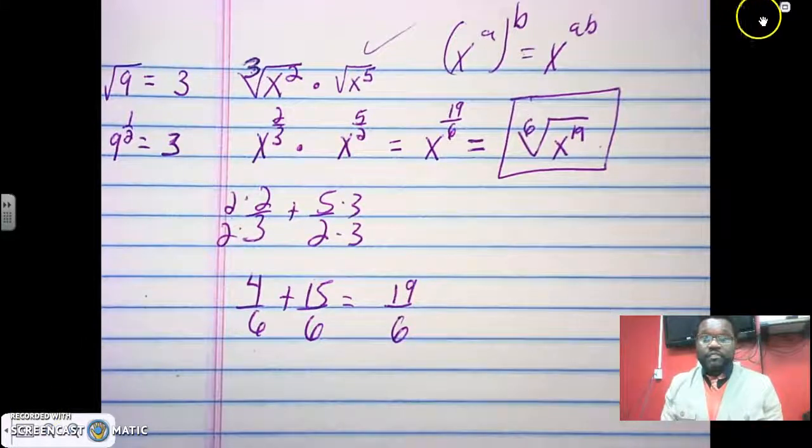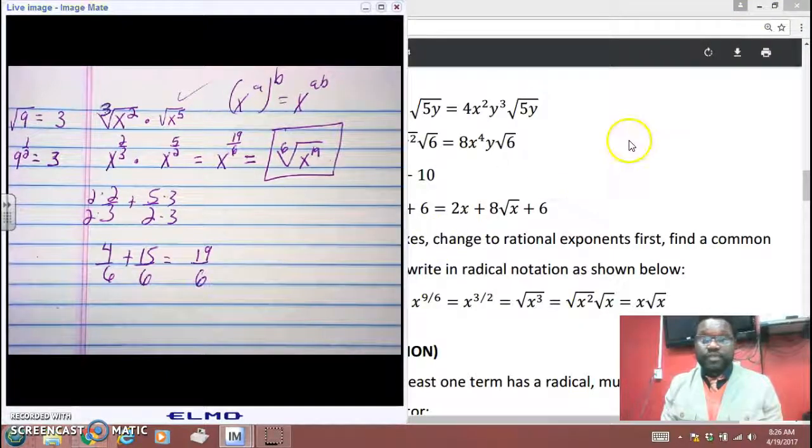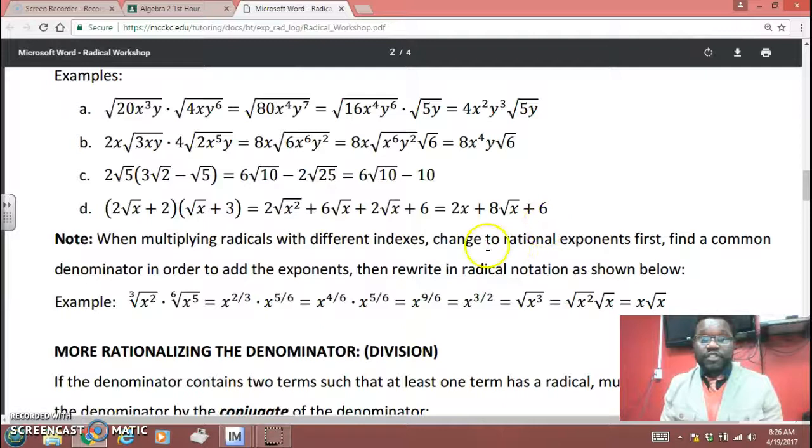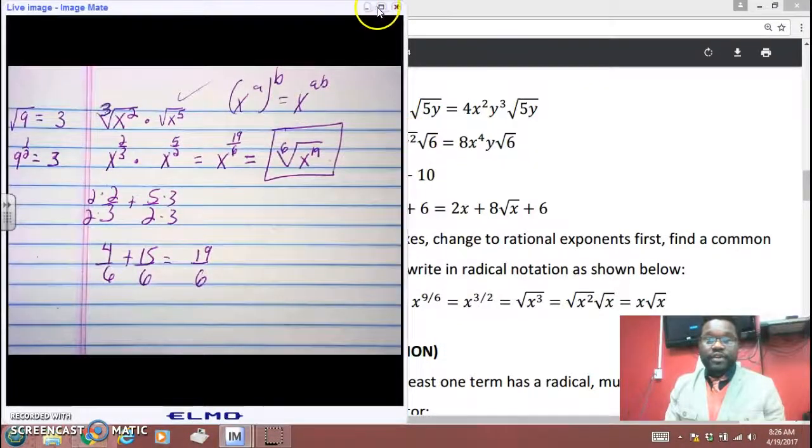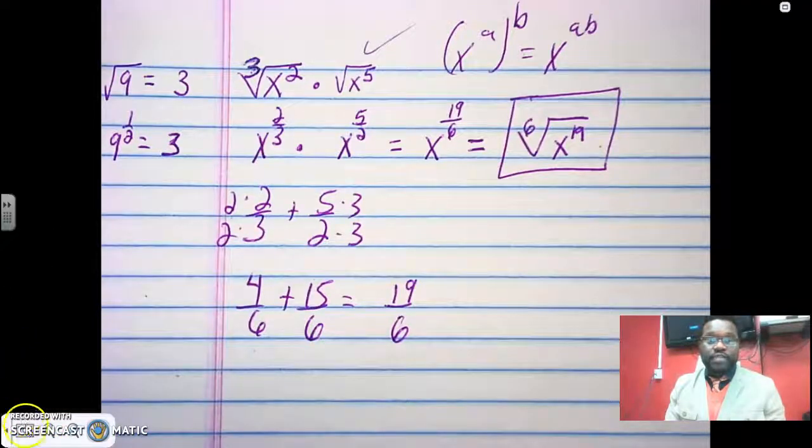And again, the process is change to rational exponents first, find a common denominator in order to add the exponents, then rewrite in radical notation. And that's exactly what I did in my example here. All right, let's do a couple more examples.